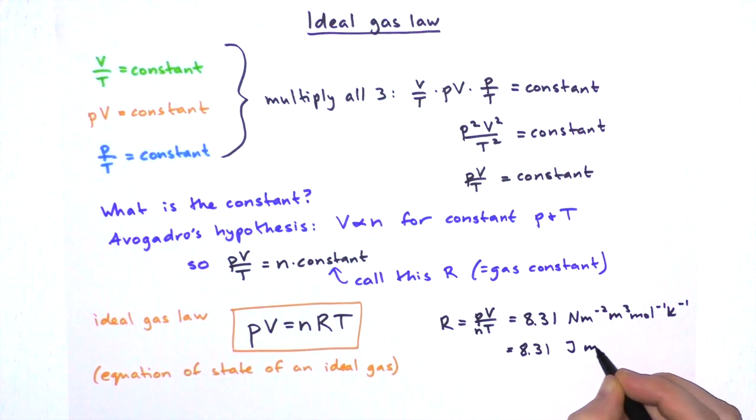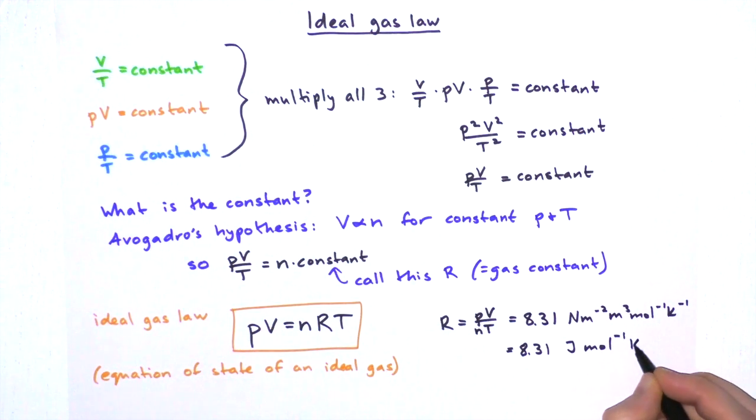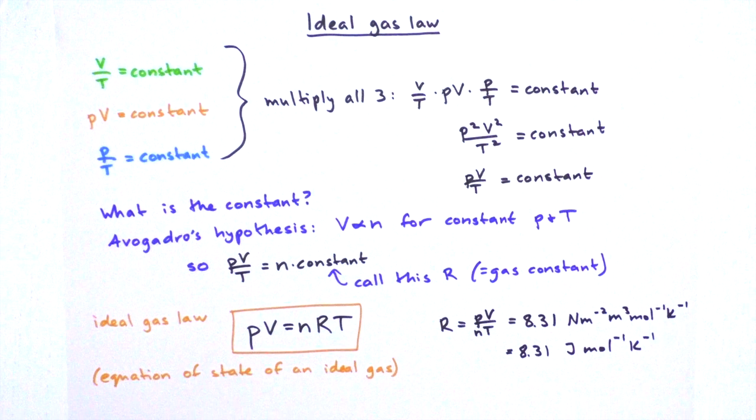So let's shorten all of that. So we've got joules per mole per kelvin, and that's the unit of the gas constant. And this value is given in your formula booklet, so you don't need to know it. And the same is true for the ideal gas law, it's also given in the formula booklet.